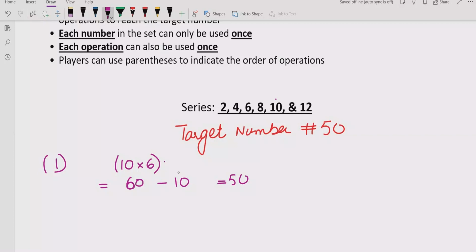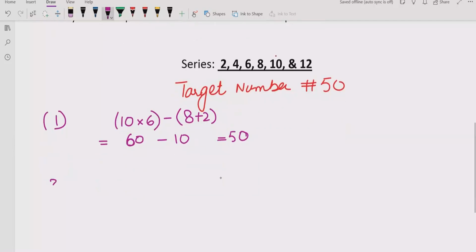Let's suppose we use the minus sign, and here we can take the two numbers 8 plus 2. So 8 plus 2 is 10, and now we do 60 minus 10, so we get the answer 50. So this is one example of how we can get the targeted number 50 from this combination. Now see another example, example 2.